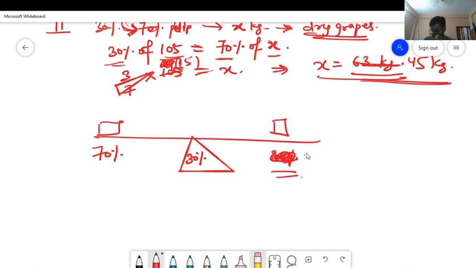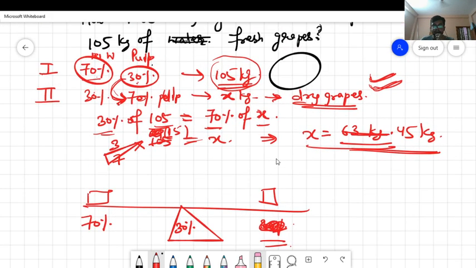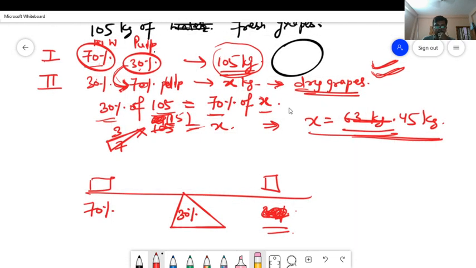What would we put here? 70% water. Water will change. We won't take the water concentration. 30% will be here. Okay.